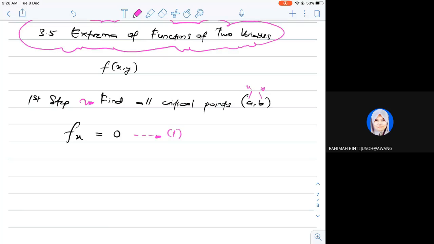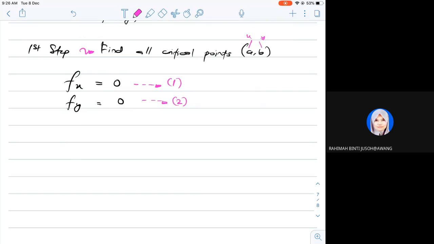Okay, first equation. Next, you have to differentiate the function with respect to y, and again, you have to equate the equation with 0. So from here, you will get the second equation. Okay, after you have these two equations, you need to solve these two equations simultaneously in order to get the critical points. Okay, you have to solve equation 1 and 2 simultaneously. Persamaan serentak. Ikutlah cara macam mana pun. You solve equation first dulu, lepas tu substitute dalam equation second, or solve the second equation and substitute in the first equation. It's up to you. Which one easier? Okay? Alright, so that is the first step.